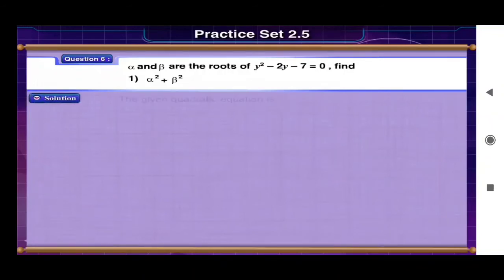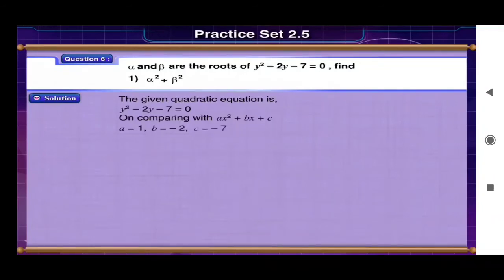Question 6. Alpha and beta are the roots of y square minus 2y minus 7 is equal to 0. Find 1. Alpha square plus beta square. 2. Alpha cube plus beta cube. Solution. The given quadratic equation is y square minus 2y minus 7 is equal to 0. On comparing with ax square plus bx plus c, we get a is equal to 1, b is equal to -2, c is equal to -7.